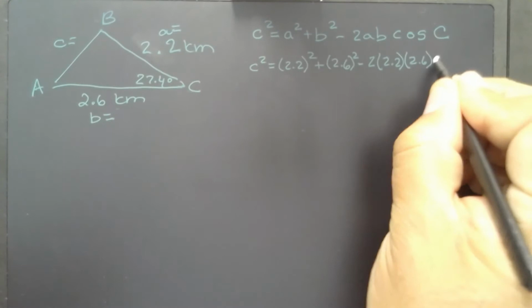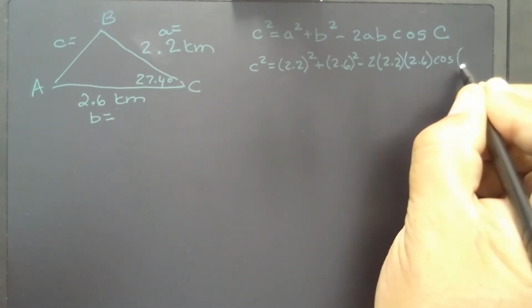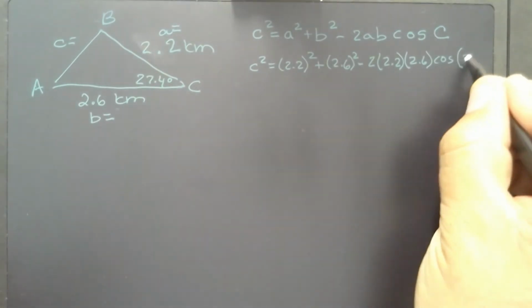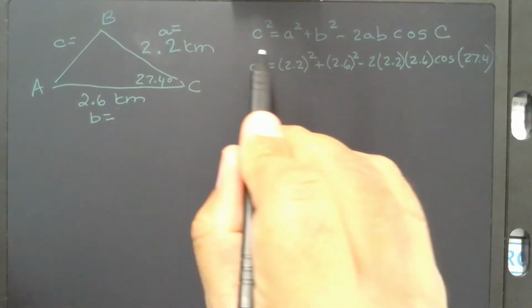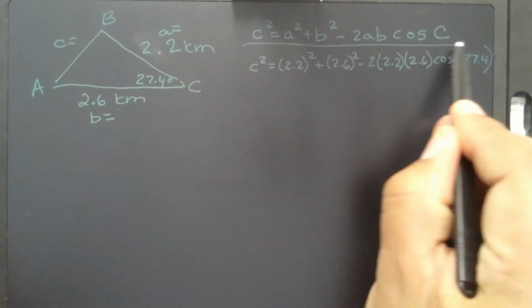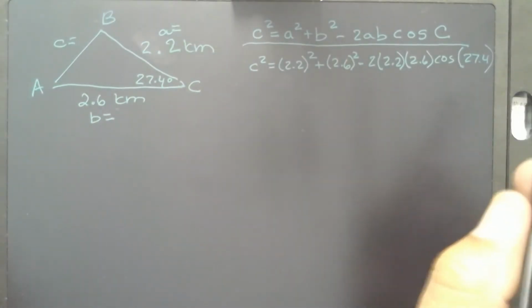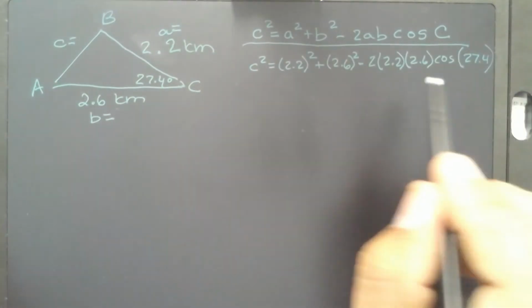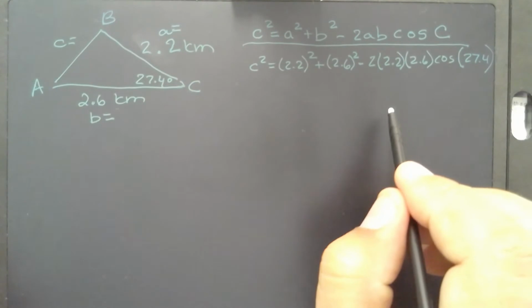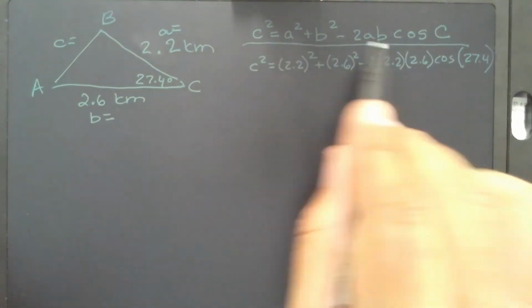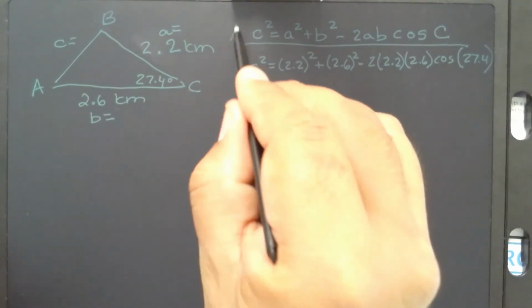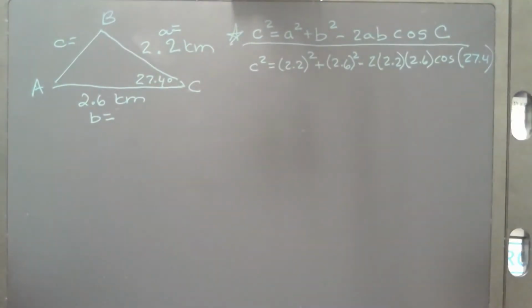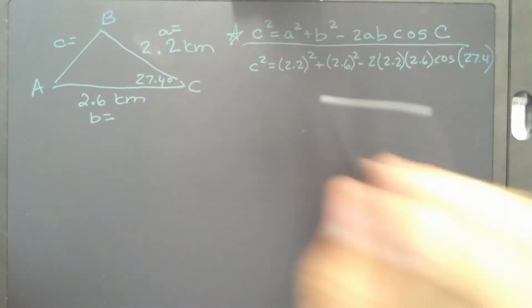and then cosine of 27.4. This is the formula that we derived. It was law of cosines part 1 on the videos. You guys could look back into it to see how we got that. But I just want you to memorize this formula here. All we have to do really is work it out now.